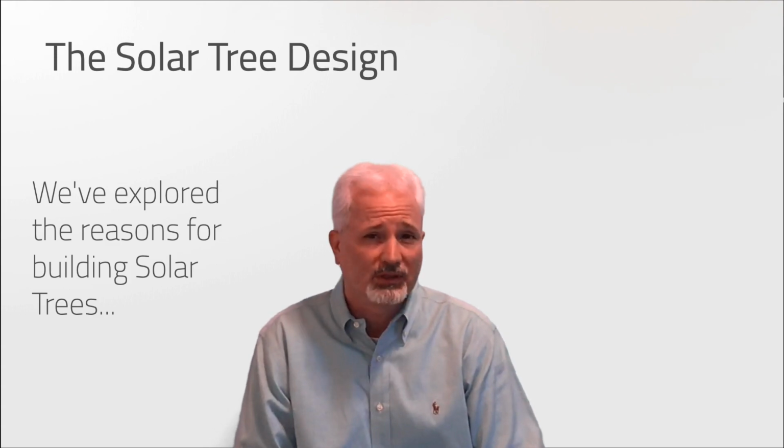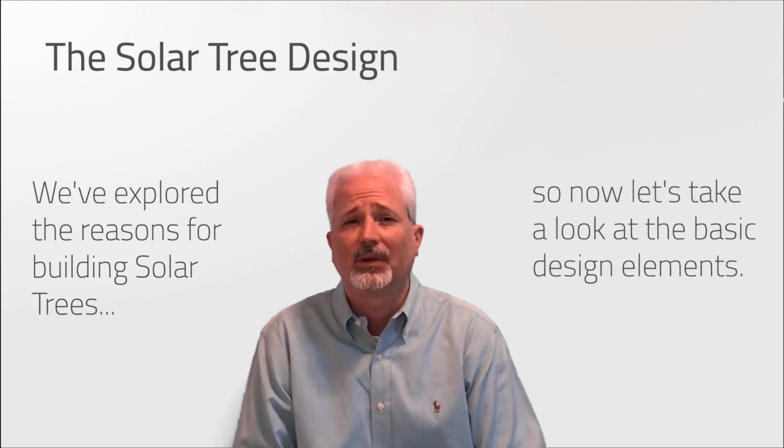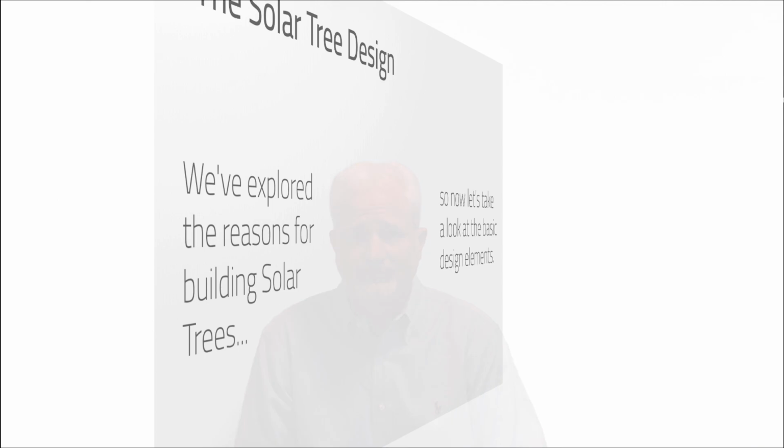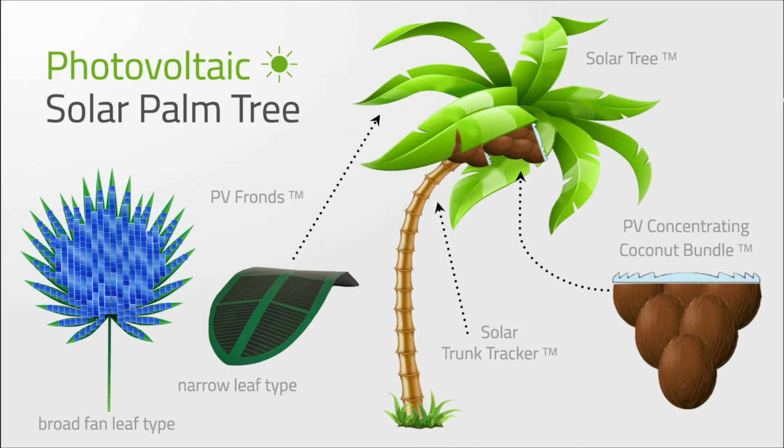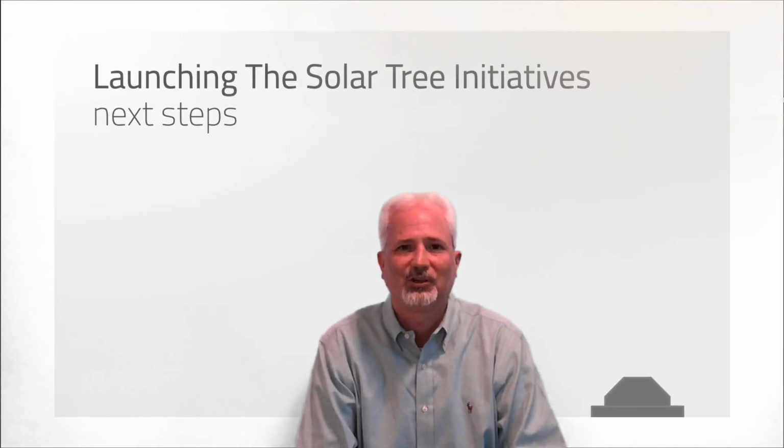The solar tree design. We've explored the reasons for building solar trees, so now let's take a look at the basic design elements. The basic design elements of the photovoltaic solar palm tree are the photovoltaic fronds, the photovoltaic concentrating coconut bundles, and the solar trunk tracker section. It's the trunk tracker section that's critically important in allowing the tree to track the sun throughout the day, thereby making maximum power.